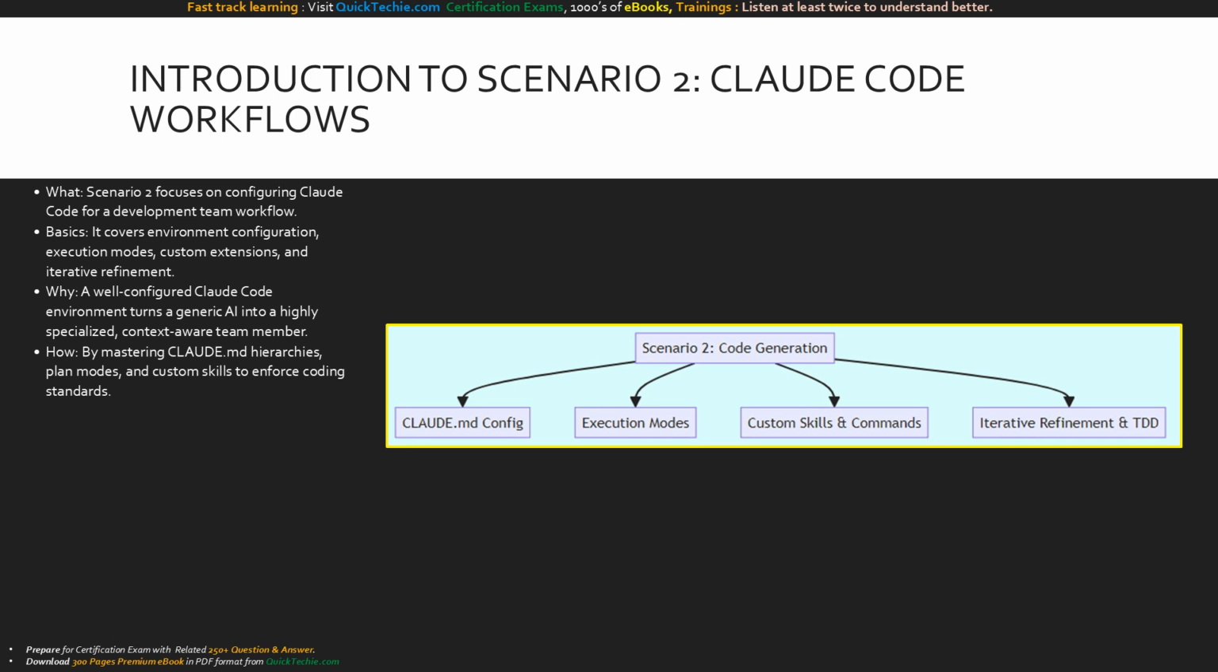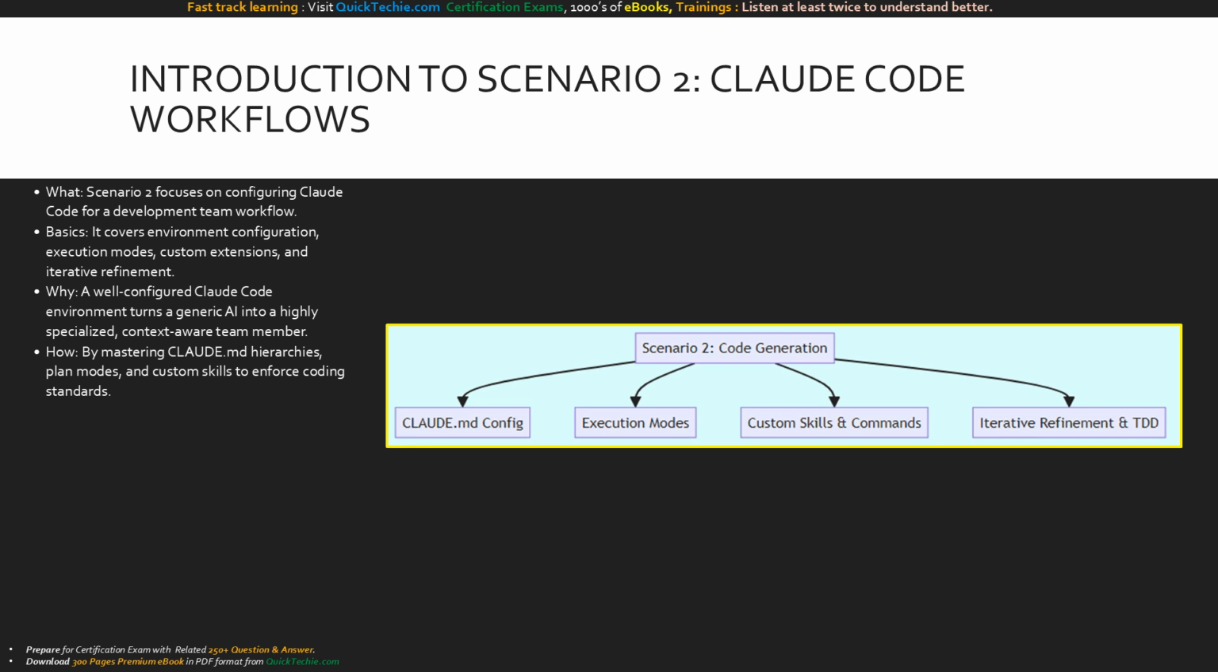Why is this critical? Because out of the box, Claude is a generalist. By properly structuring your workspace, you transform Claude into a highly specialized senior engineer that automatically follows your team's specific architectural patterns and standards. Looking at this flowchart, you can see the four main pillars of Scenario 2.